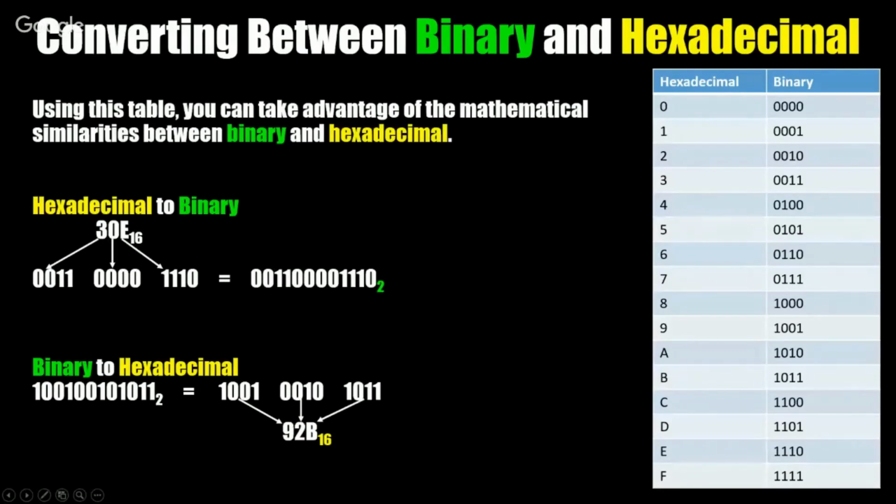You just reverse the process to go from binary to hexadecimal. Just break the binary number into groups of 4, starting at the far right, and replace the groups of 4 with the corresponding hexadecimal number you find in the chart. 1001 is 9 according to the chart. 0010 is 2 according to the chart. And finally, 1011 is B according to the chart. Keep this chart in mind, and converting between binary and hexadecimal will be very easy.